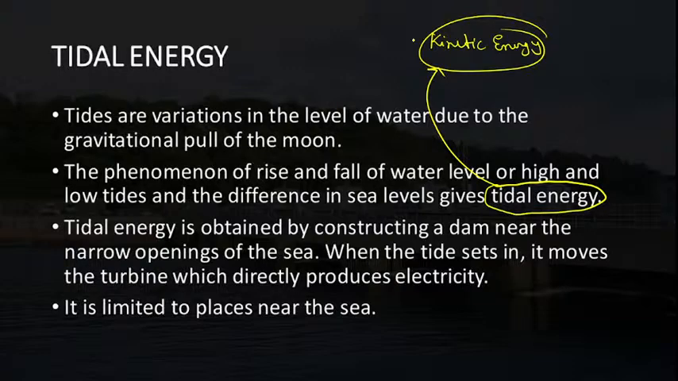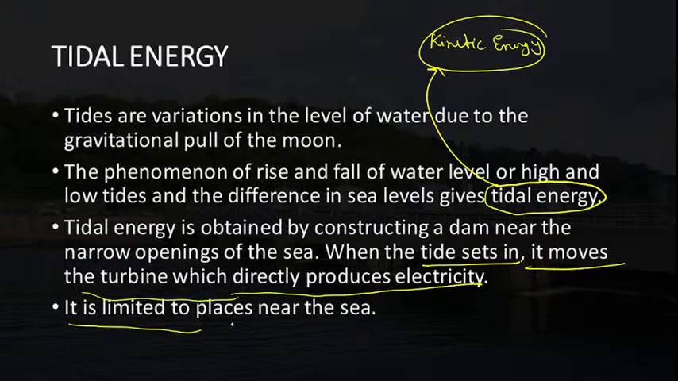In exactly the same way, if tidal energy gives such a large amount of kinetic energy, and we install some propellers in the way of the tides, in the way of high tide and low tide, then definitely those propellers will harness the kinetic energy and convert it into electrical energy. Tidal energy is obtained by constructing a dam near a narrow opening of the sea. When the tide sets in, it moves the turbine, which directly produces electricity.